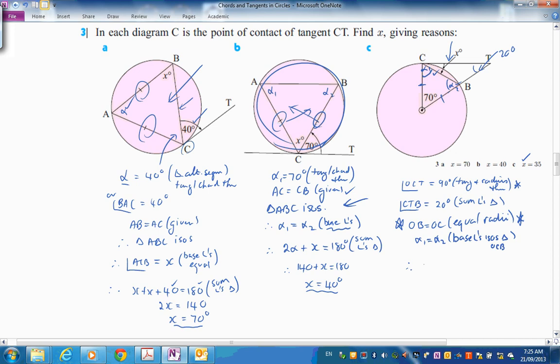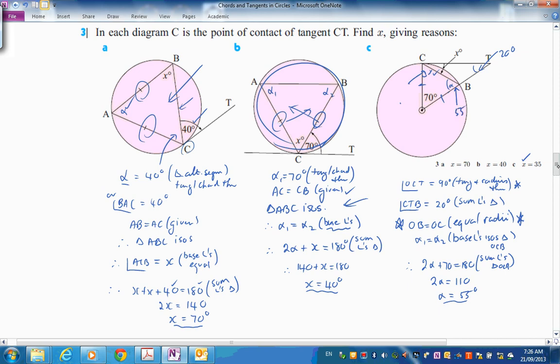Now, therefore, 2 alpha plus 70 is 180. Sum of angles of that triangle here, OCB, you could put that in if you want. Okay, so this little triangle adds up to 180. So 2 alpha equals, taking 70, 110. Alpha equals 55 degrees. Oh boy, this is a lot of work here. So let's rub this out and see what we're down to. Okay, so we've got this angle and we've got this angle. They are both 55. Can you see it?